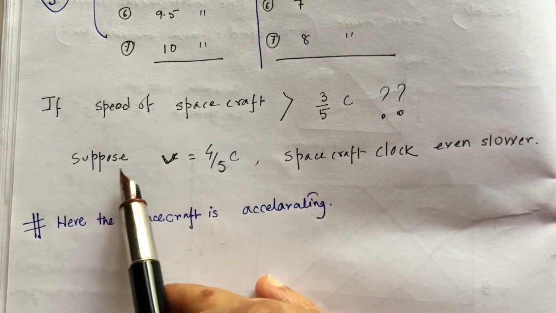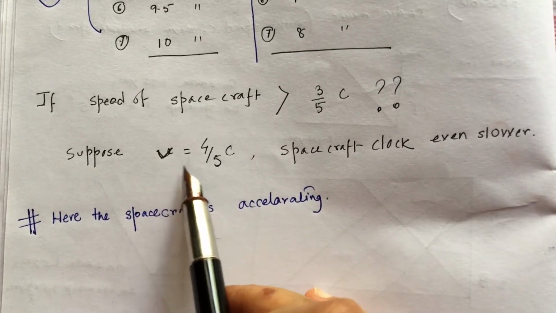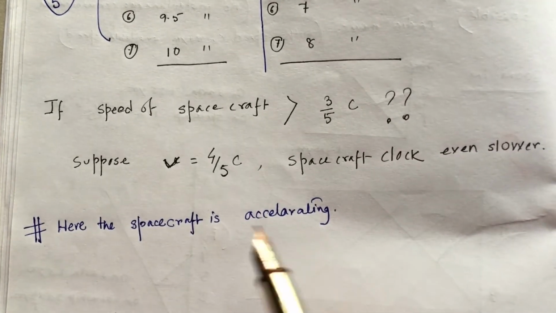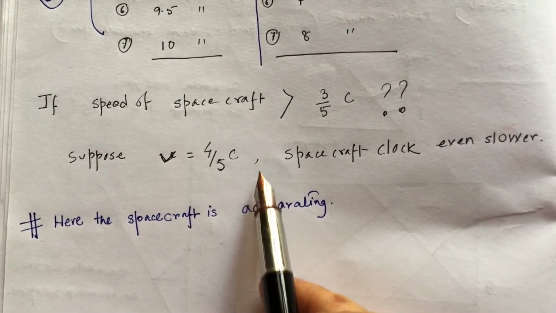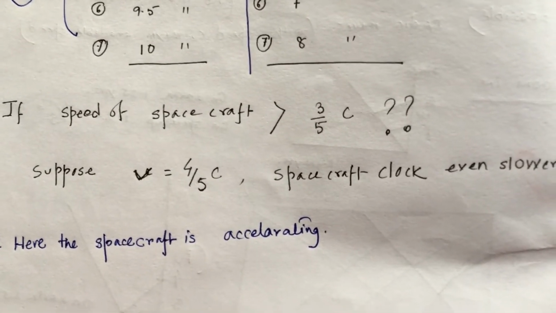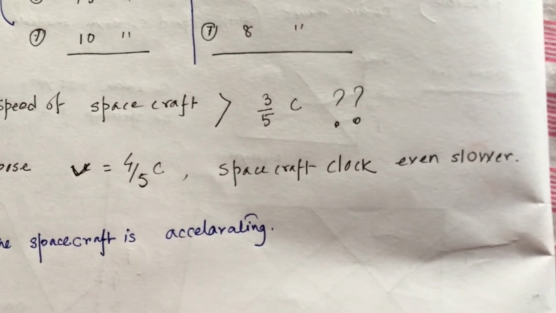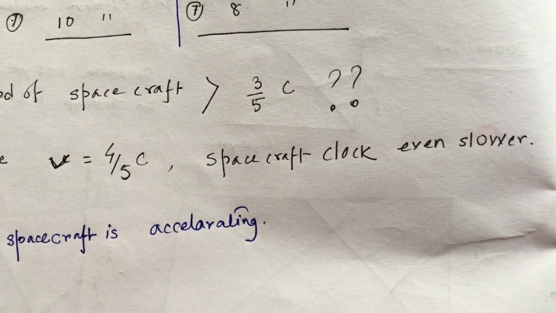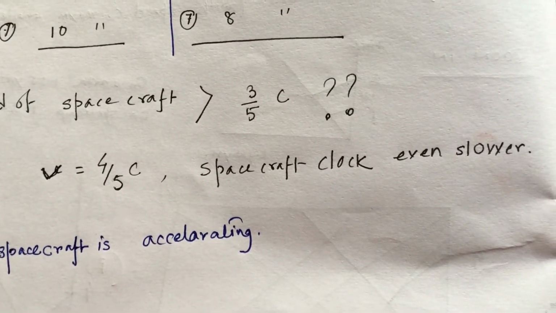Suppose the twin is traveling inside the spaceship with a speed of 4 by 5c. The spacecraft is moving with the speed of 4 by 5c. Then the twin inside the spacecraft will be even younger, because then the spacecraft clock will be slower even more.